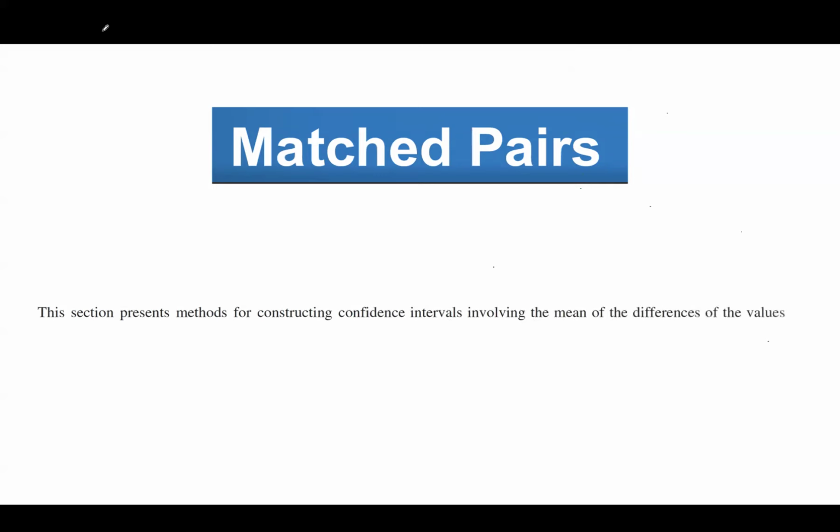And the last topic for tonight is the matched pairs. In this section, we're going to present methods for constructing confidence intervals involving the mean of the differences of values from two populations. Basically, those populations consist of matched pairs. So now you don't have independent samples. Now you have matched pairs.